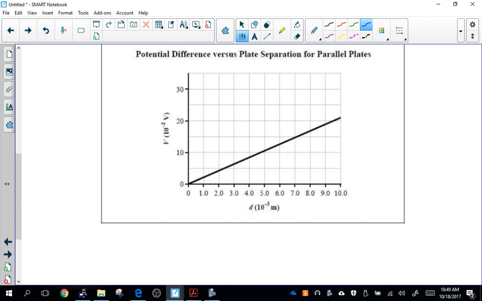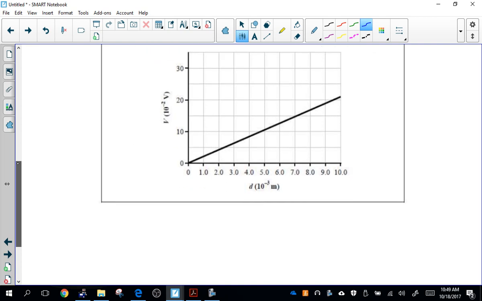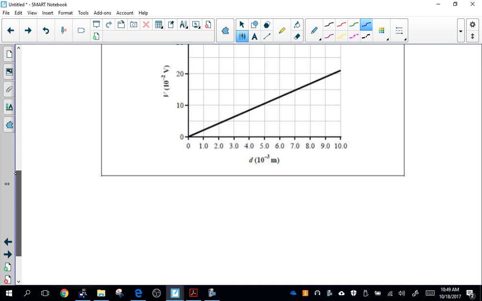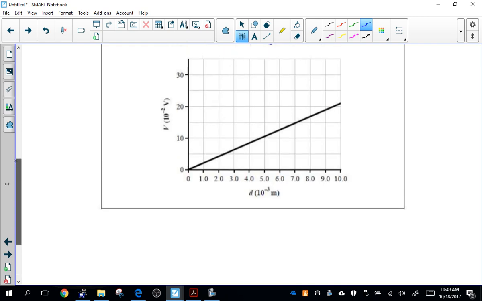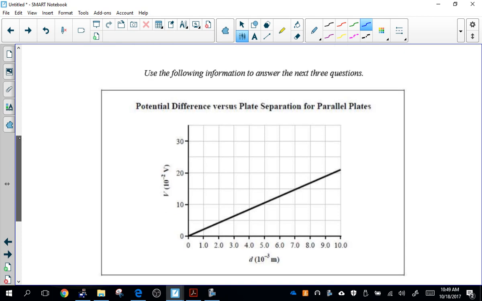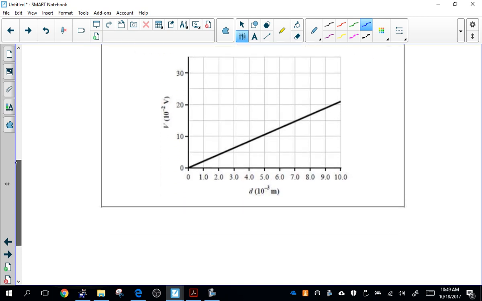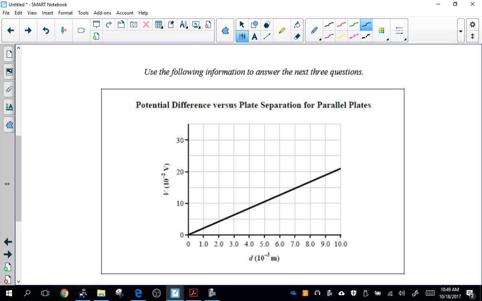Oh, here's one. Here's a graph. That's a graph you've never seen before, isn't it? Uh-oh, what do we do with that? You know how to deal with that. It's a straight line graph, right? That's good. We got potential difference versus plate separation. Notice here, they're saying plate separation is D.